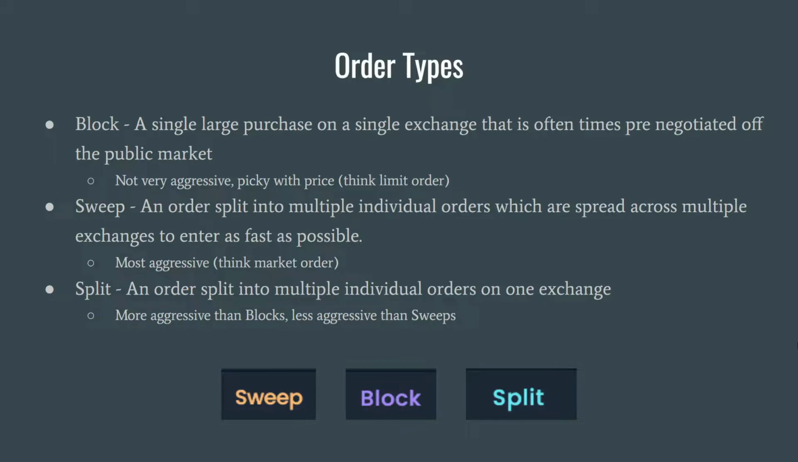Lastly, we have the split, which is an order split into multiple individual orders, similar to a sweep, but it's only on one exchange, similar to a block. So these are more aggressive than blocks because they are split into multiple individual orders. So they want to get filled a little bit faster, but they're less aggressive than sweeps because they're still only on one exchange. They're not across multiple exchanges looking to get filled as fast as possible. And then here again, we just have examples of what these look like on the WhaleStream platform. You see the sweep are yellow or gold. Block is a little bit of a purple color, whereas a split is blue.